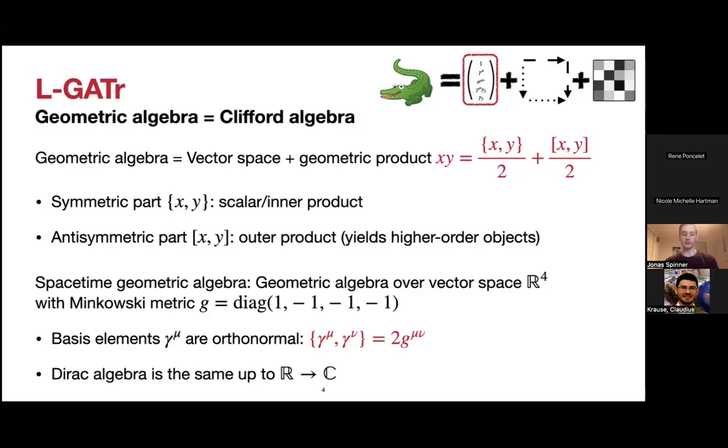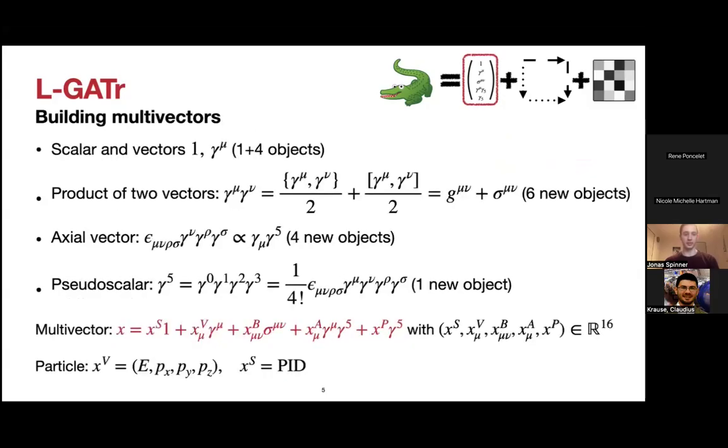Up to the slight difference that the space-time geometric algebra is defined over a real vector space, and the Dirac algebra is a complex vector space. Okay, now we can start from the scalars that we obviously have, and the vectors.